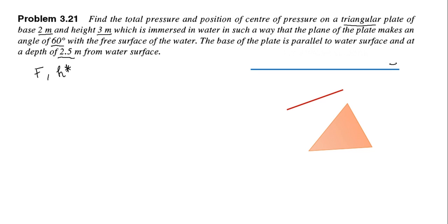Here this horizontal line represents the free water surface. This inclined line indicates the side view of the triangular plate, and the length of the line will be equal to the altitude of the triangular plate, which is 3 meters. This inclined plate makes an angle of 60 degrees with the free water surface. The base of the plate is 2 meters, and it is said that the base of the plate is parallel to the free water surface and at a depth of 2.5 meters. Now we'll try to mark the centroid and the position of center of pressure.